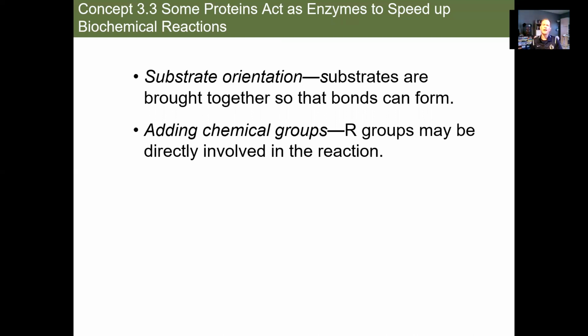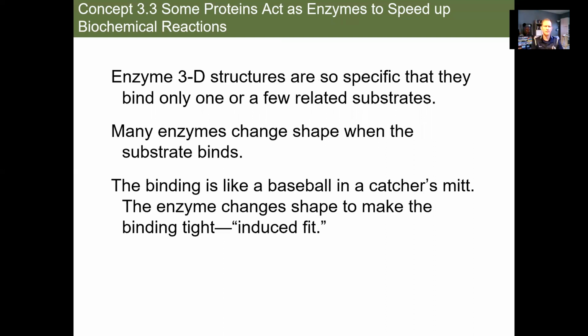Another, they can add specific functional groups. Basically, we have an enzyme and a substrate, and they'll do that substrate orientation and stick a chemical on it. That's for sophisticated chemistry mechanisms. They're a little above this level, but that's just how it works, right? The 3D structures of those enzymes are so specific, though. It will usually only bind one or a few related substrates, something we've already heard about. Many enzymes change shape when a substrate binds, and it's going to cause a change. One of the ways that we like to give this as a metaphor analogy is something called catch.